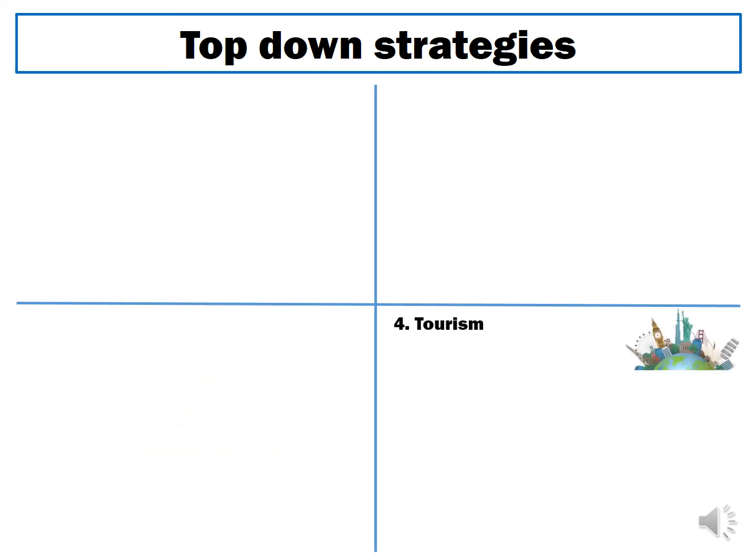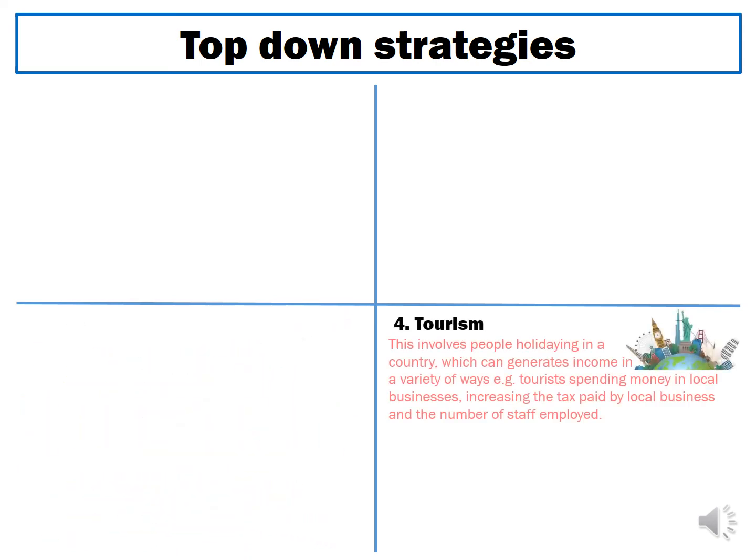Lastly, we are going to look at tourism. Now, tourism obviously involves people holidaying in a country, and this can generate income in a variety of different ways. So obviously, when tourists spend money in local businesses, that means that local business is more successful, it's making more money, and therefore it will have to pay more business tax. It also might mean that the number of staff that they employ is increased.